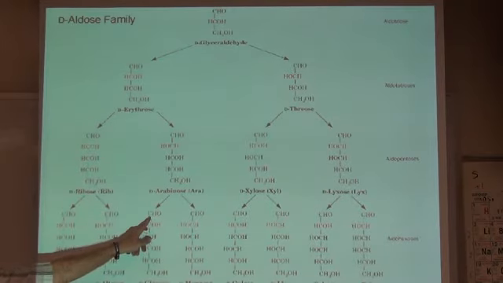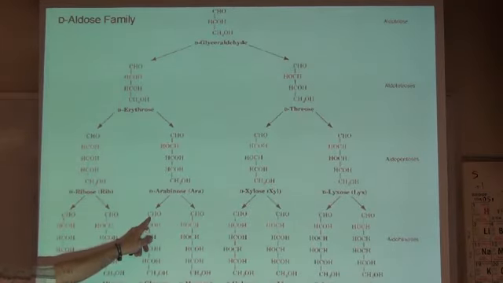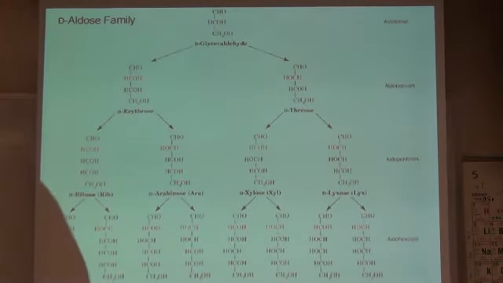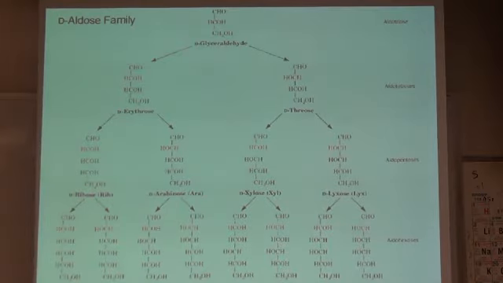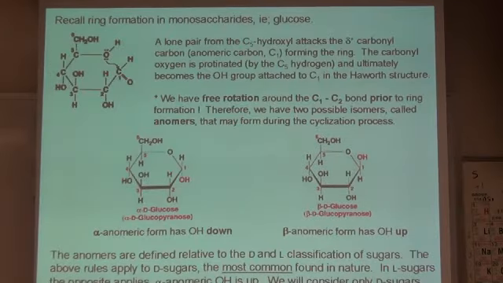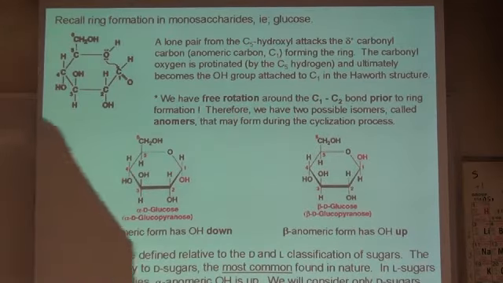Carbon number 1 doesn't have an OH group on it. It's a C double bond O, right? But those structures did show an OH group, which is not technically correct. Okay? Take a look.